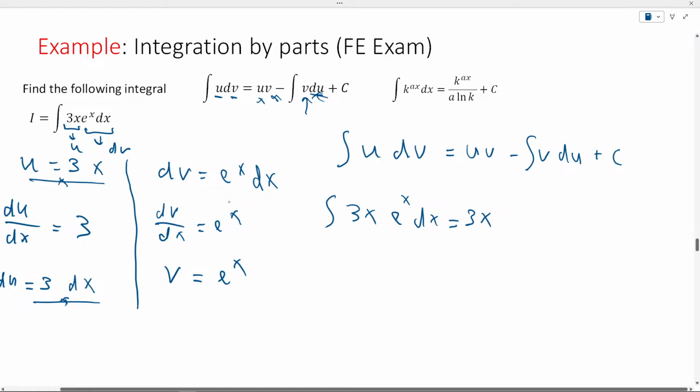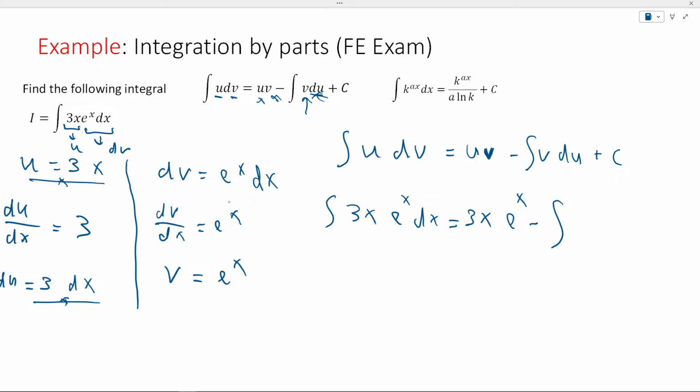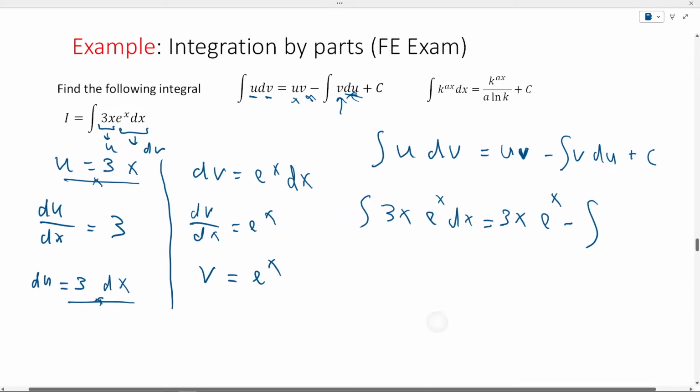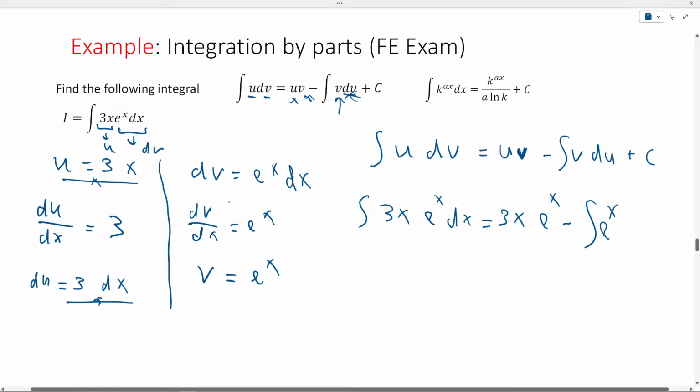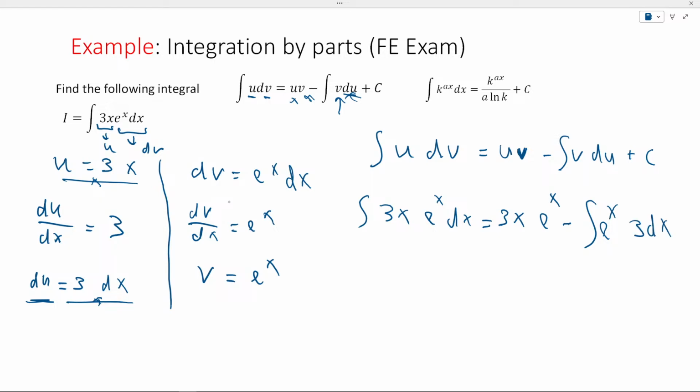3x times v. This is v. What is v? That is equal to 2x, minus v, which is negative v, times du, which is 3 du. Here, this is du, 3 dx. Okay, so let's see what we have here.